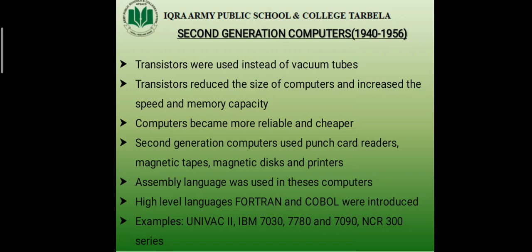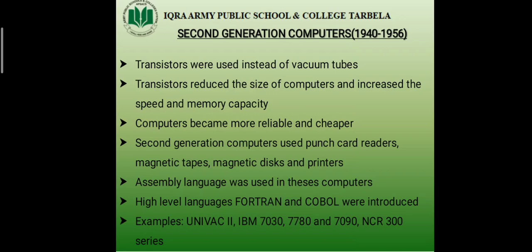Now we will discuss the characteristics of the second generation computer. Transistor was used instead of vacuum tubes. Transistor reduced the size of the computer and increased the speed and memory capacity. Computers became more reliable and cheaper as the transistor was reliable as compared to the vacuum tubes. And the second generation computer used punch card readers, magnetic tape, magnetic disk, and printers as input-output devices.